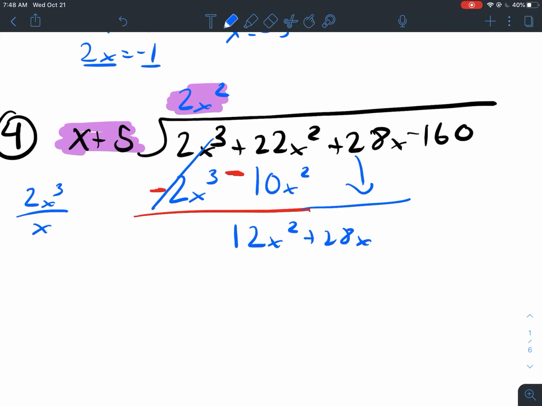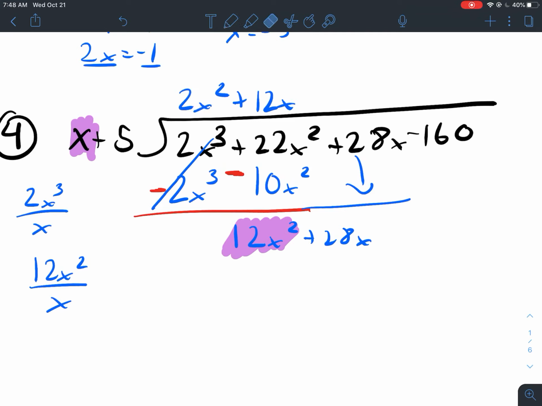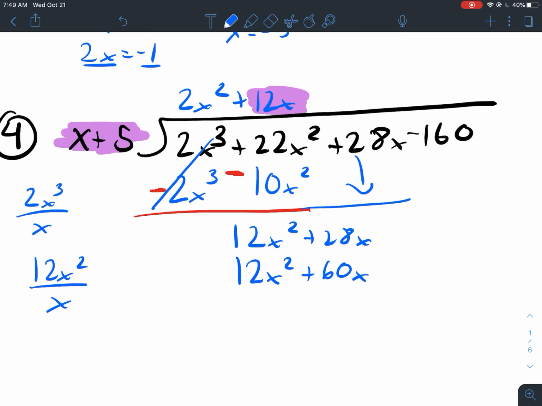So now I'm going to take this guy divided by this guy. So I do 12x squared divided by x. Oh, sorry, I'm just dividing it by the first term. So then you end up with 12x. All right. So now we're going to multiply the 12x by this binomial. So I'm going to get 12x squared plus 60x.